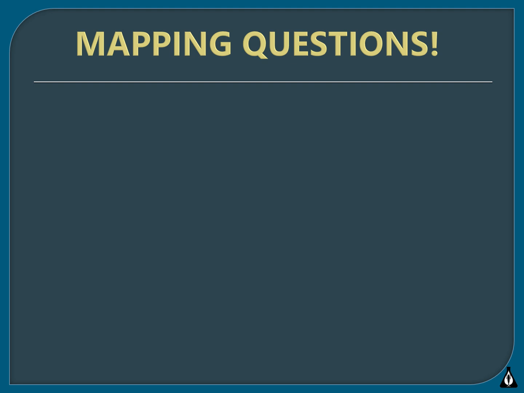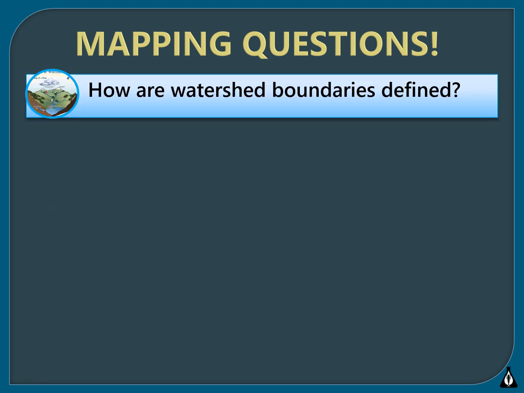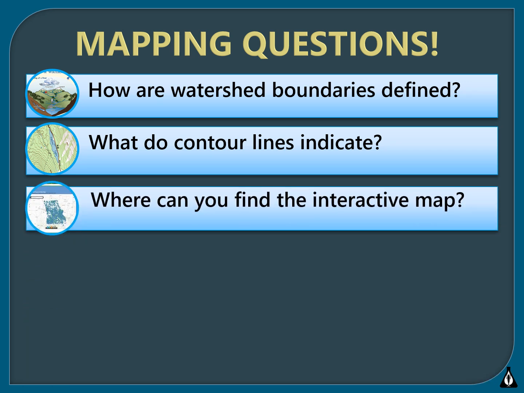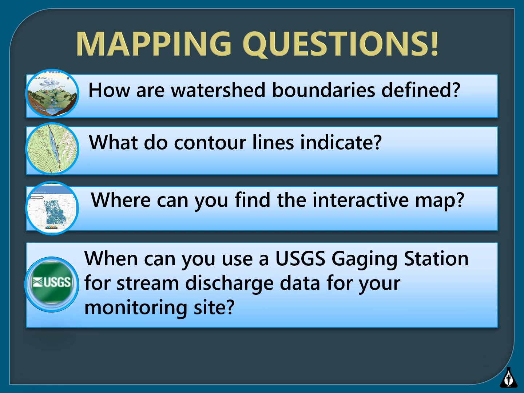All right, let's wrap it up by going over some review questions. How are watershed boundaries defined? They're defined by the highest elevation points that are surrounding a specific drainage area. What do contour lines indicate? They indicate relief or elevation changes on the Earth's surface. Where can you find the interactive map? You can find it from the Stream Team website. When can you use a USGS gauging station for stream discharge data for your monitoring site? You can use it if it's located within a half a mile of your site and there are no inputs or outputs coming into your site.